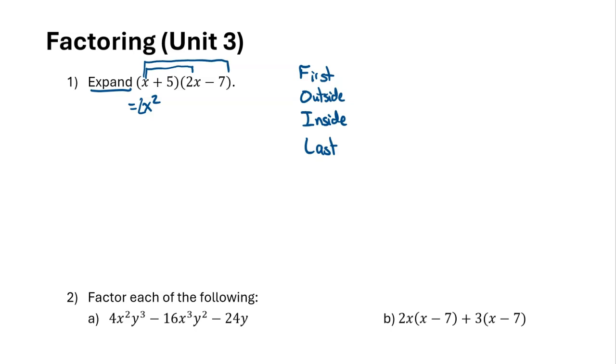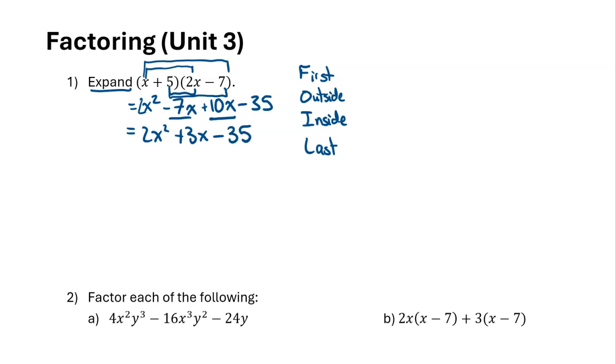It's x times -7, and that gives us minus 7x. And then we go to the inside, that's 5 times 2x, which gives us 10x. And then the last, 5 times -7, which gives us -35. Now, the middle 2 terms are like terms. The minus 7x and the positive 10x can be combined, so we get 2x squared plus 3x minus 35.